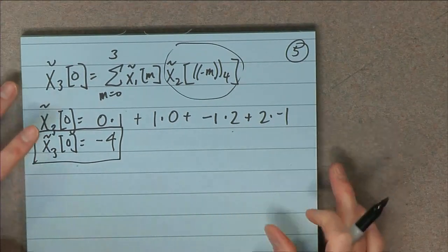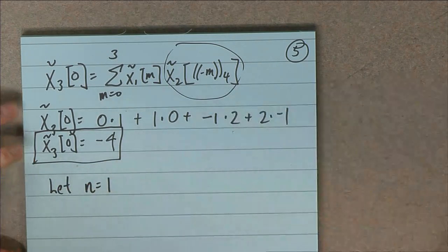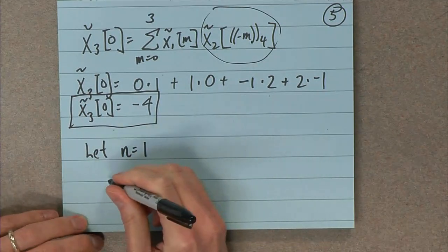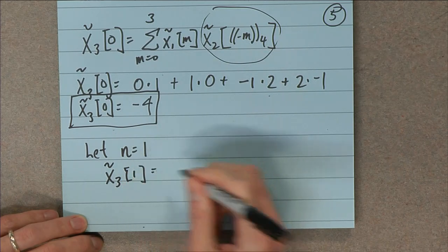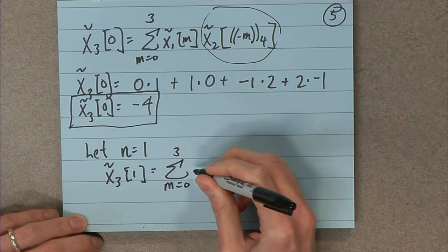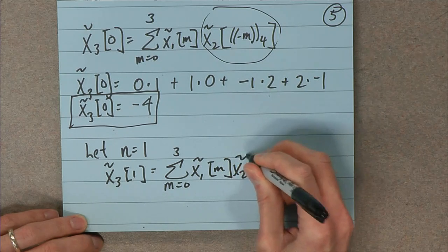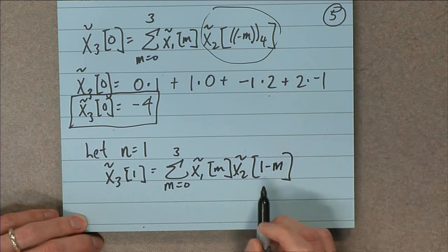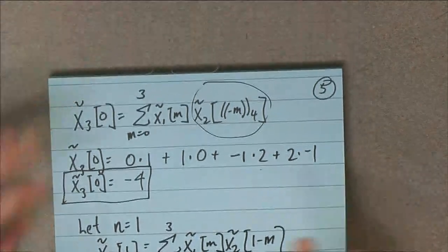All right, let's do another one where now we're going to let n equal 1 instead of n equal 0, and now you're going to see what happens with n equals 1. So we've got x3 of 1, and we're just plugging it into the equation to get set up. So we've got x1 tilde of m and x2 tilde of 1 minus m, because n is 1. So this is the problem we're trying to address.